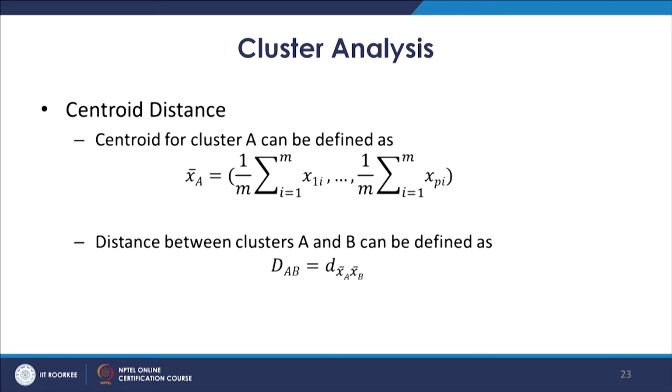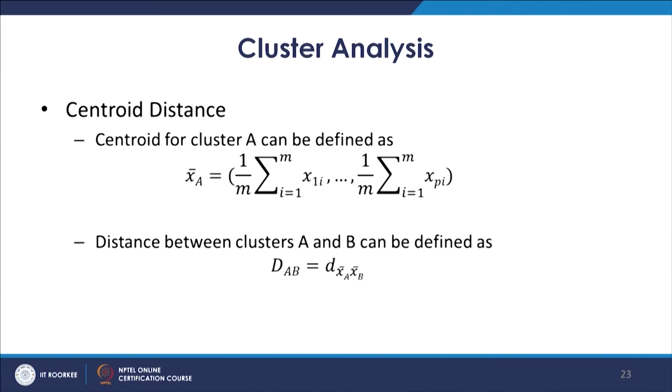So, we are taking the average value over all the observations for a particular dimension, that is variable 1. Similarly for variable 2 and up to variable p, because this is going to be a p dimensional vector. So, x a bar, which is the centroid for cluster A, is a p dimensional vector, and the value for each of these p coordinates is computed by taking the average value across all the observations. Similarly, we can compute it for cluster B.